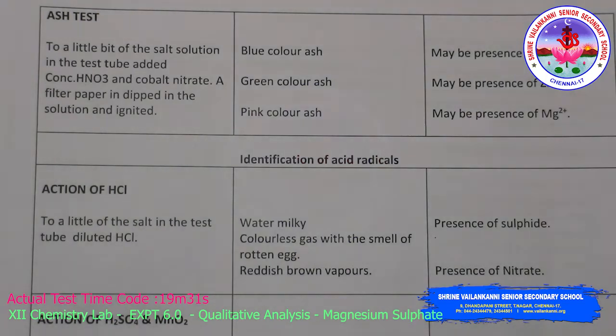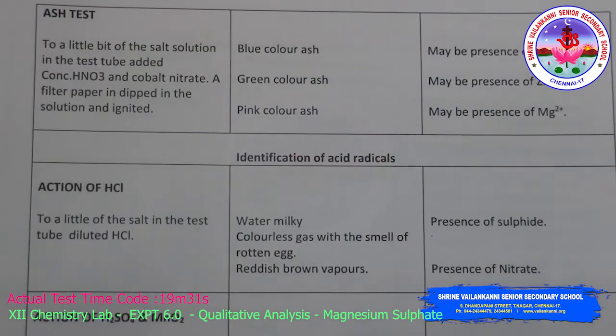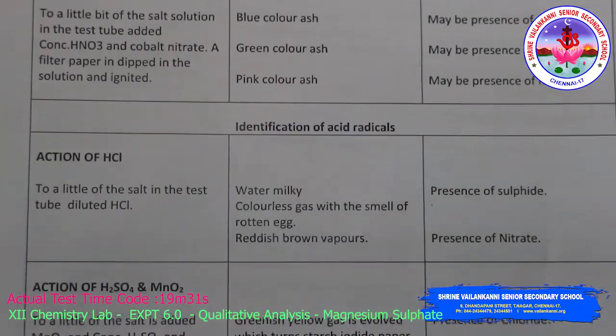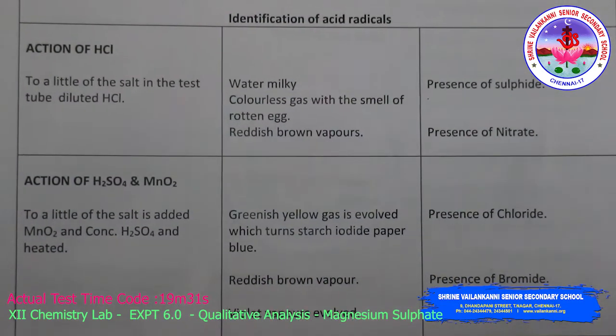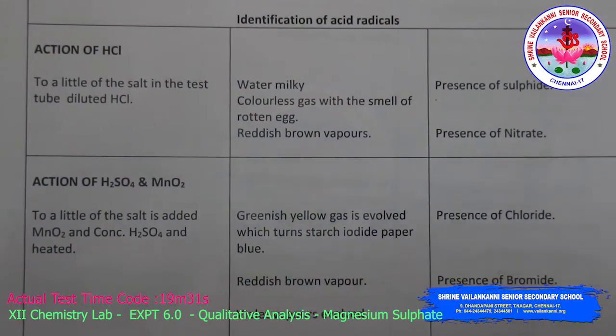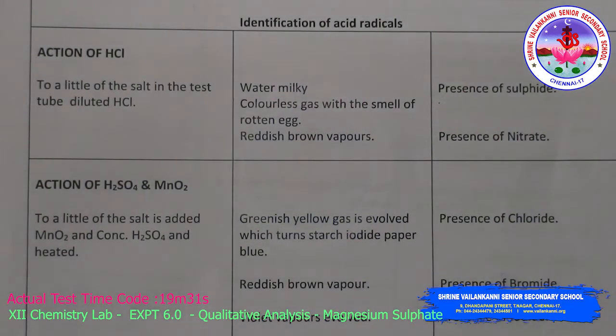Then here we are going to enter the first one, the identification of acid radicals. The first test is the action of dilute HCl. Take a little amount of salt and add some dilute HCl. The observation: a colorless gas with the smell of rotten egg means presence of sulfide. If reddish brown vapors appear, it means presence of nitrate.